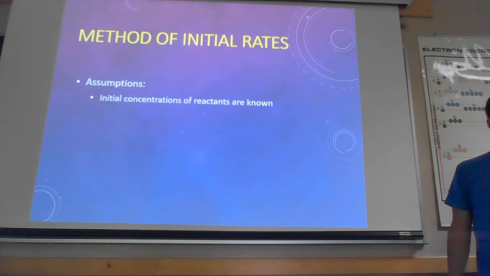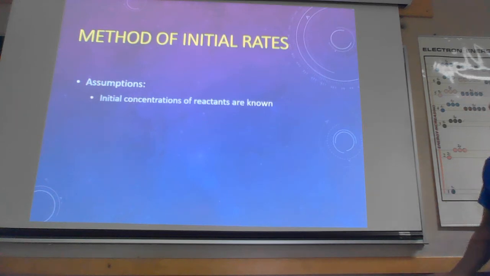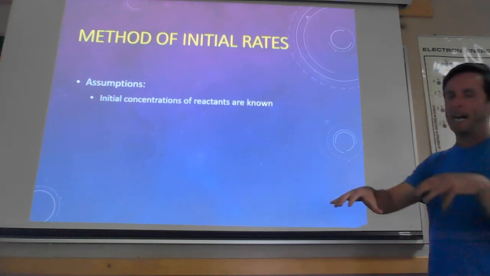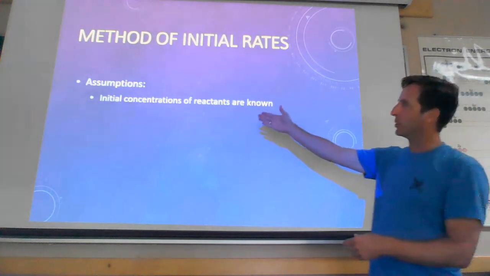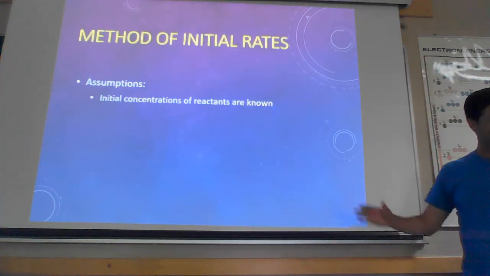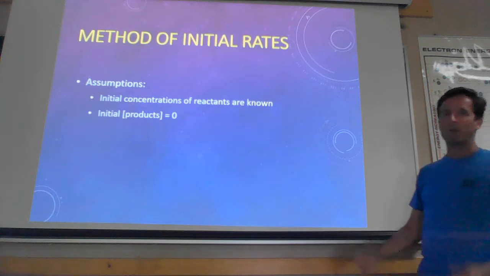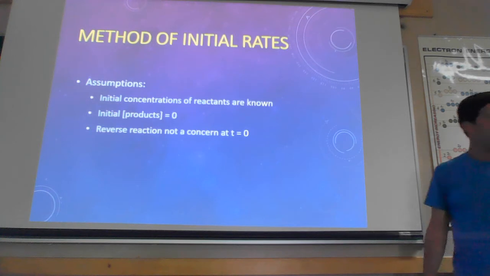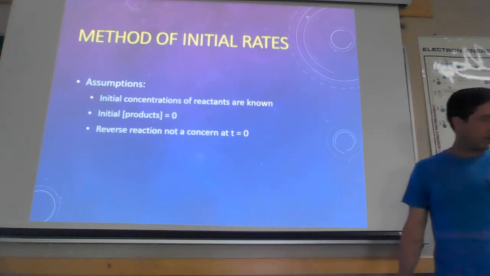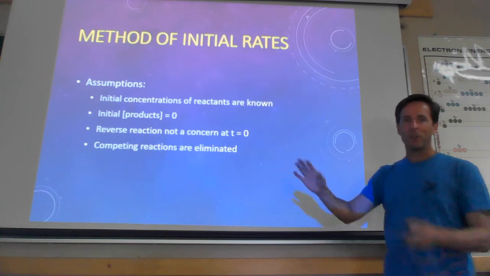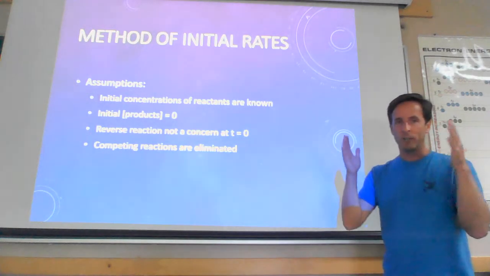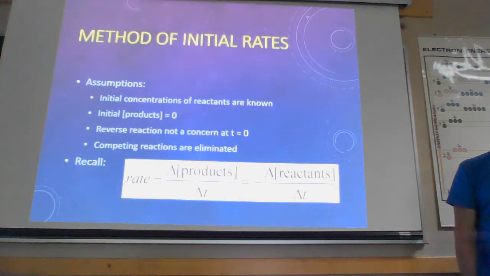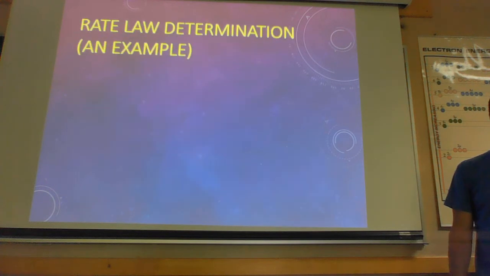Now, again, to do this, we're going to make some assumptions. Number one, if we know exactly how much of each reactant we're putting in there, then we know the initial concentrations of all the reactants. That's needed. We're going to assume that before the reaction happens, there aren't any products present. We're assuming there's no reverse reactions going on, no side reactions where there's other stuff forming in there. We're focused on there's one reaction going on. It's the reaction we want. And then we know how to calculate our rates.